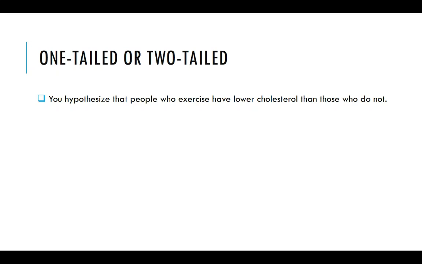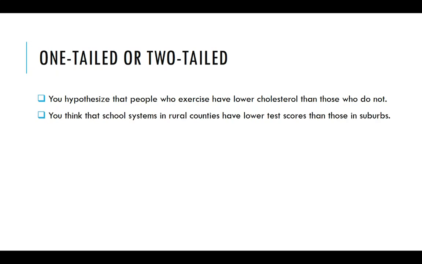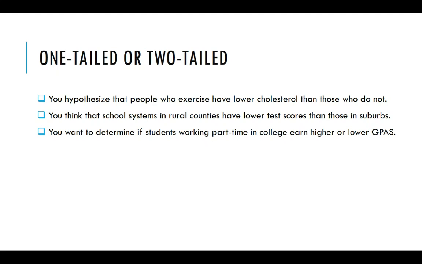Let's see if you can determine if these are one-tailed or two-tailed. You hypothesize that people who exercise have lower cholesterol than those who do not. So if that's your hypothesis, would this be one-tailed or two-tailed? It would be one-tailed. You think that school systems in rural counties have lower test scores than those in suburbs. If that's what you're interested in testing, agree, it's one-tailed. You want to determine if students working part-time in college earn higher or lower GPAs. You don't know. Everyone agree? That's two-tailed.